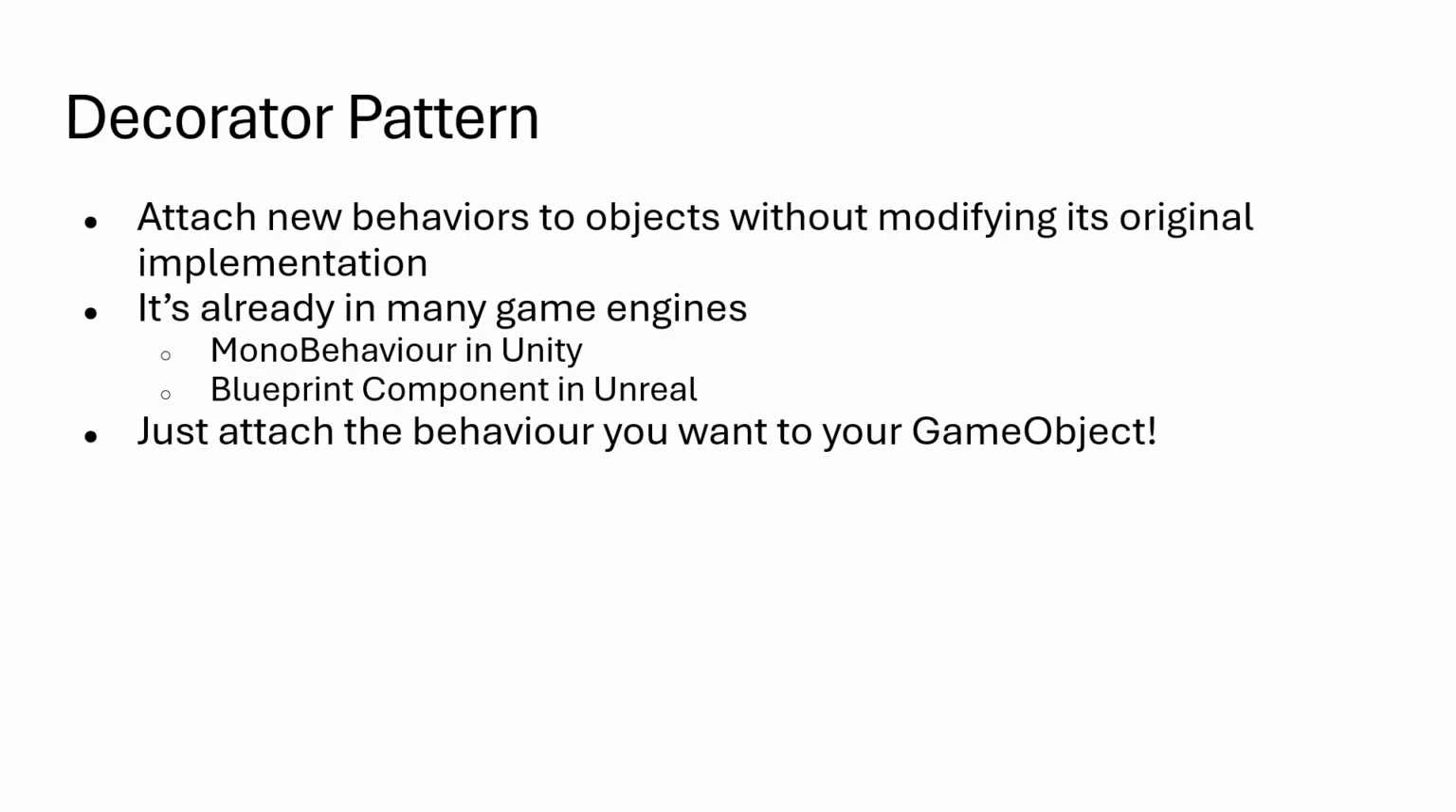So it's actually used in many game engines already. I believe in all commercially available game engines right now, it uses the decorator pattern to some extent. It's called the MonoBehaviour in Unity. It's called a blueprint component in Unreal. What is it called in Godot? There's no name, it just is the default. Okay, it's just a Godot script, yes. So yeah, you just attach the behavior you want to your game object. That's it. Then you add new behavior without modifying the original code.